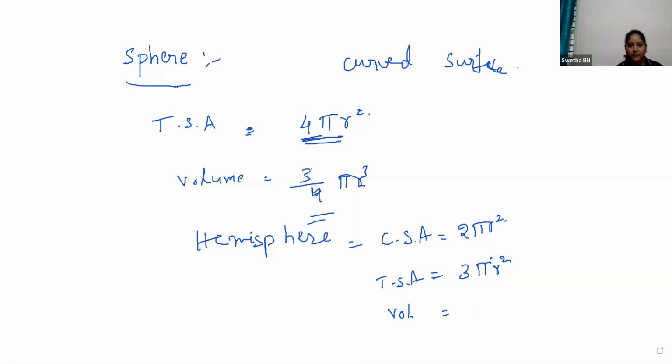So it is 4 by 3. I have written 4 by 3, so half of this means 2 by 3 pi r cube. Okay, so half of this means divide by 2. So 2 by 3 pi r cube is the volume of hemisphere. Okay.